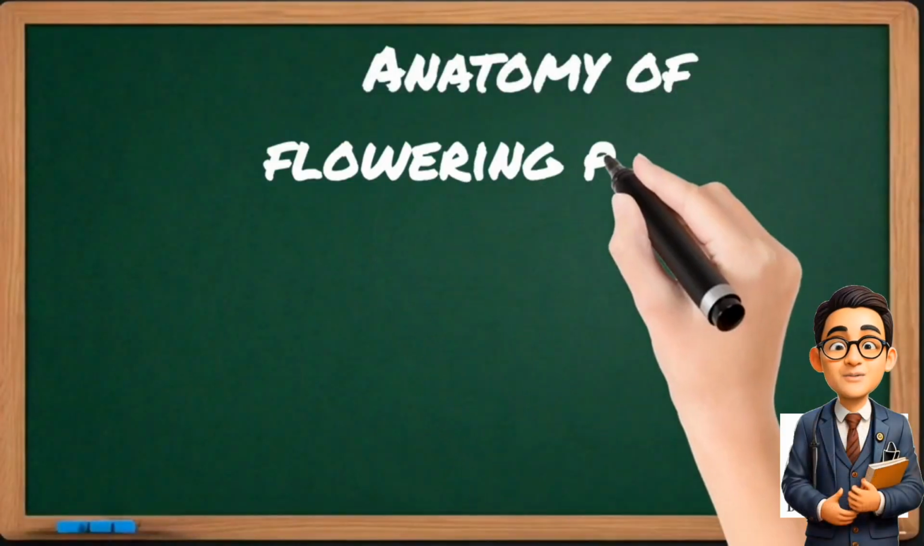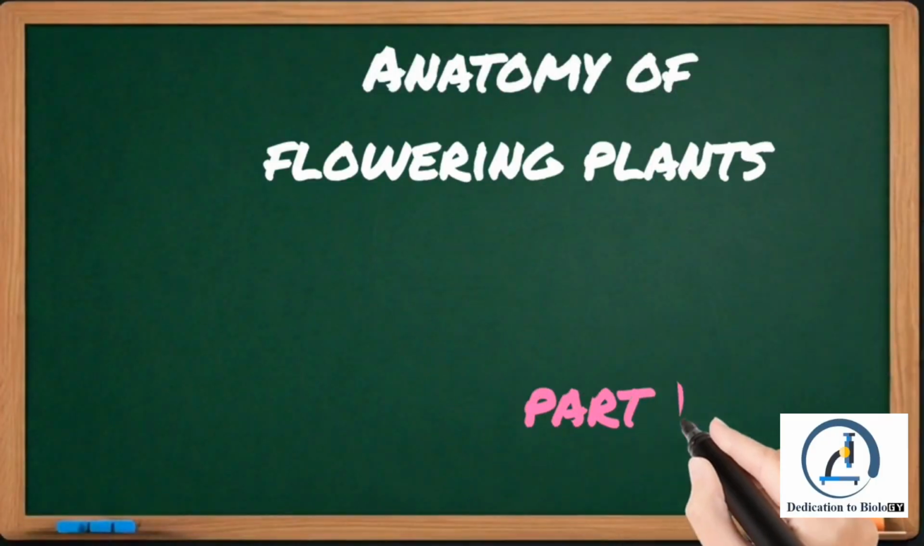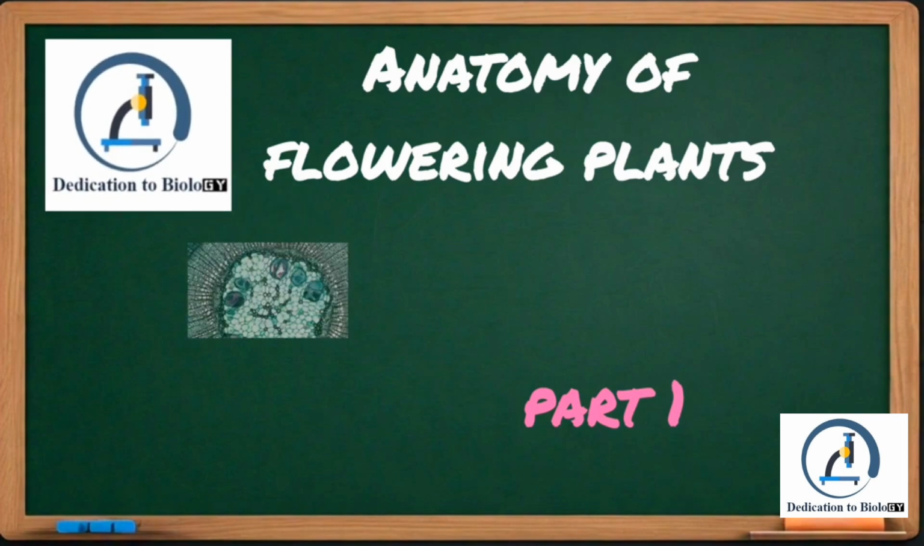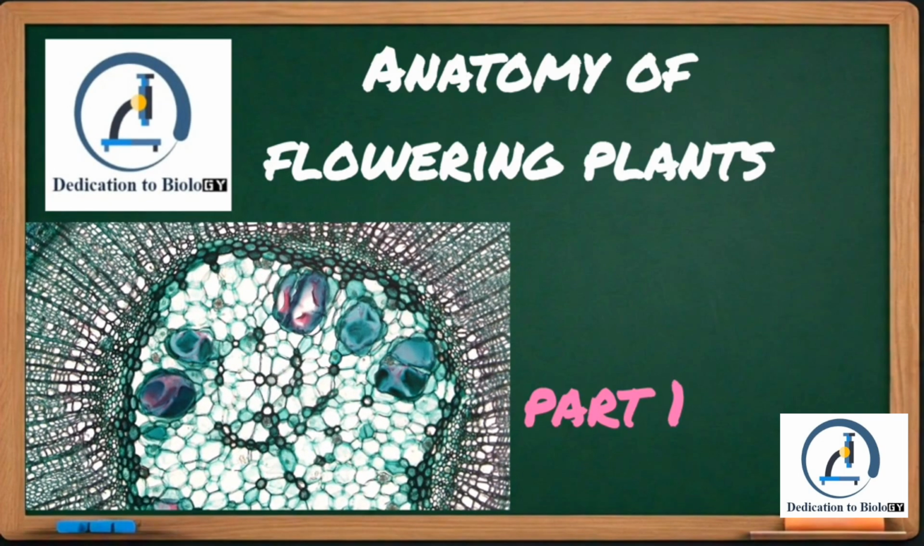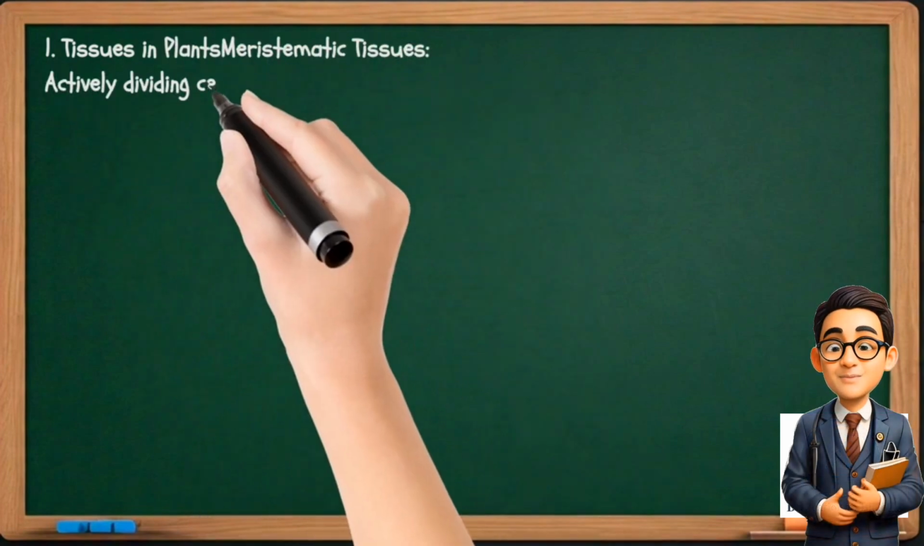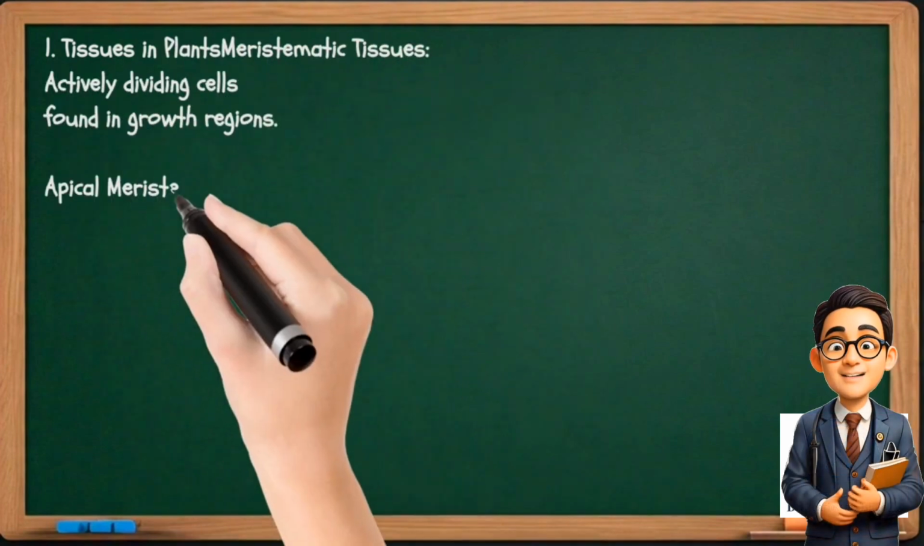Anatomy of flowering plants. One. Tissues in plants. Meristematic tissues: actively dividing cells found in growth regions.